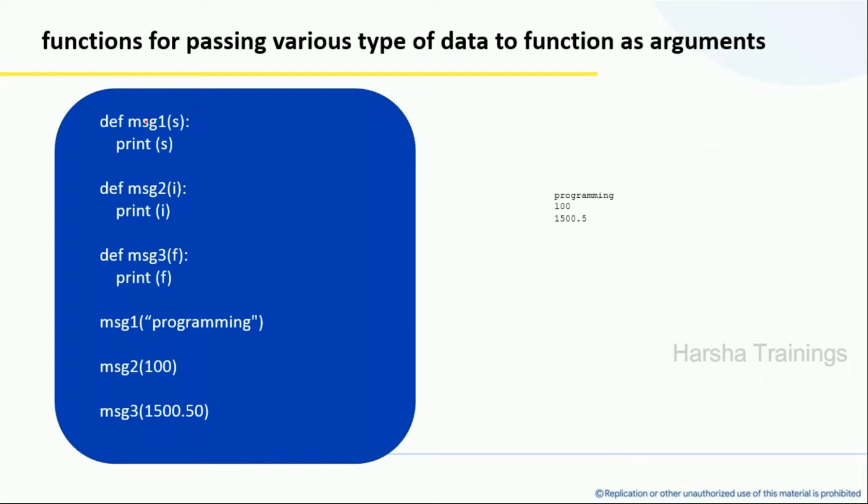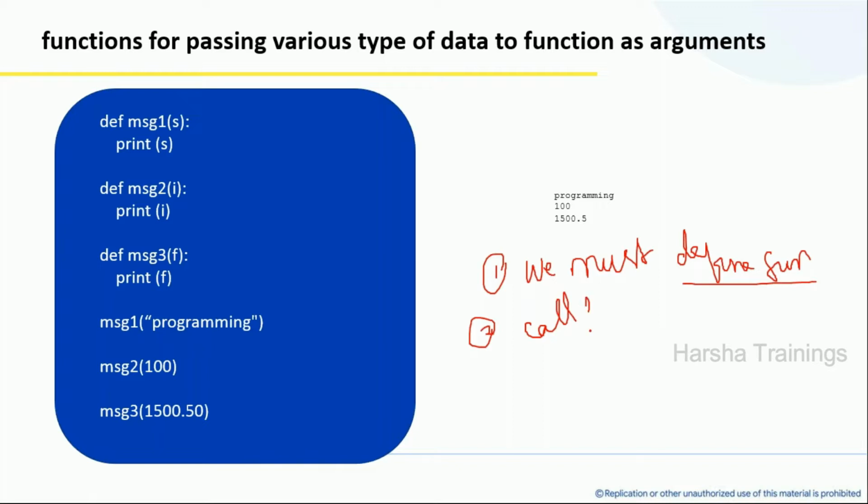Now, let us discuss various kinds of functions and go deeper into it. Yesterday I told two rules. First of all, we must define a function. Function definition. What is the meaning of define function? It means function definition. The second one is that only then are we eligible to call the function. It is a mandatory rule.